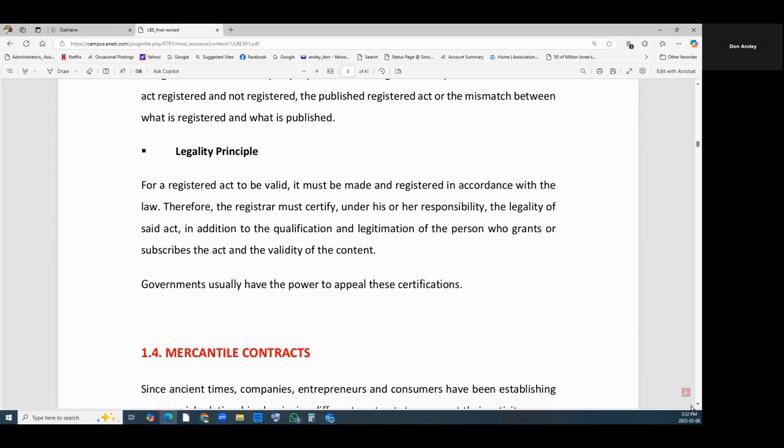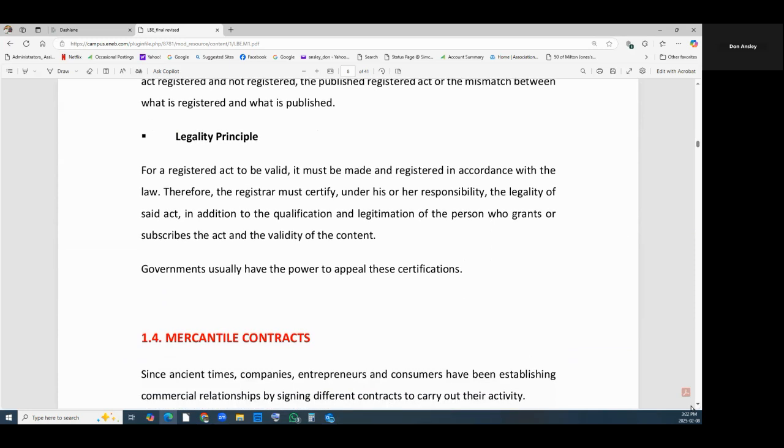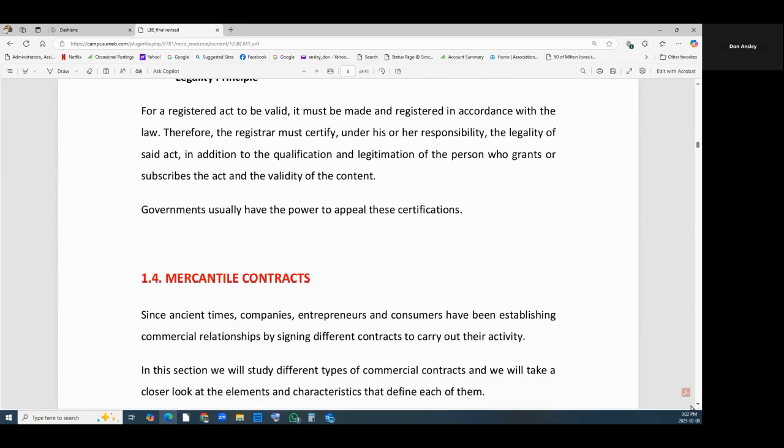Legality principle. For the registered act to be valid, it must be made and registered in accordance with the law. Therefore, the registrar must certify under his or her responsibility the legality of said act, in addition to the qualification and legitimation of the person who grants or subscribes the act and the validity of the account. Governments usually have the power to appeal these certifications.